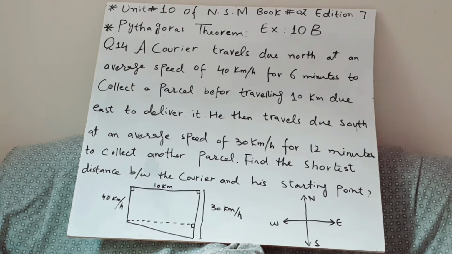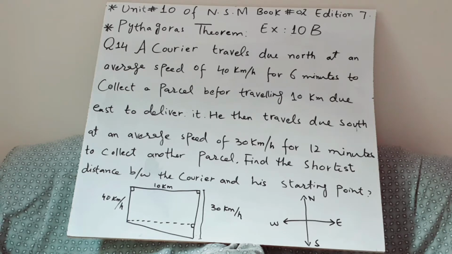A courier travels due north at an average speed of 40 km per hour for 6 minutes to collect a parcel before traveling 10 km due east to deliver it. He then travels due south at an average speed of 30 km per hour for 12 minutes to collect another parcel. Find the shortest distance between the courier and his starting point. Okay, so in this question, what they are saying, let's read the first sentence.